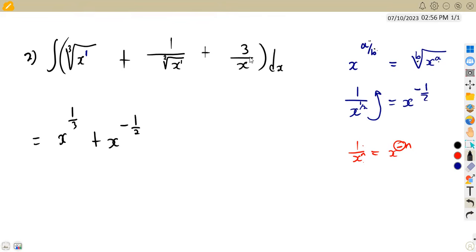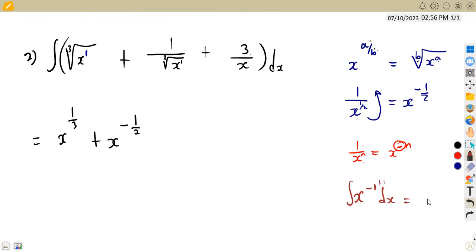Then we've got 3 over x. I want you to take note of 3 over x. We were supposed to write this in the same format like this. But remember from our introduction of integration that if we have x to the exponent of negative 1, this cannot be integrated with respect to x. I want you to see what was going to happen. Remember that you add 1 to the exponent.